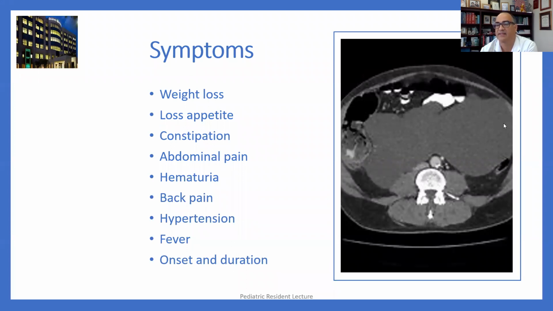So when you do a CAT scan and say, all right, this looks mostly homogeneous and cystic, part of the differential, obviously you have to see other cuts, would be a lymphangioma of the retroperitoneum.